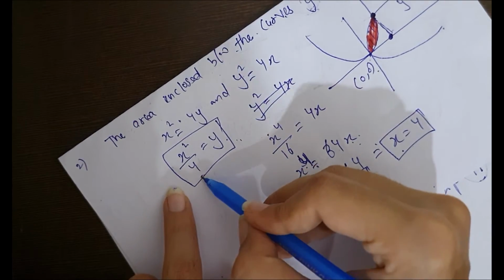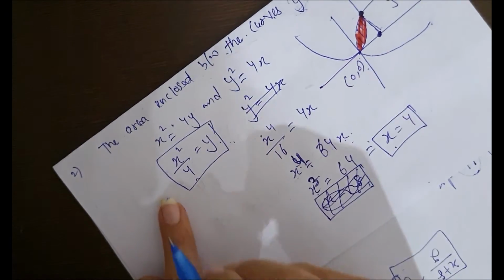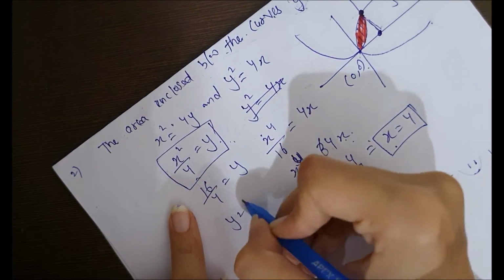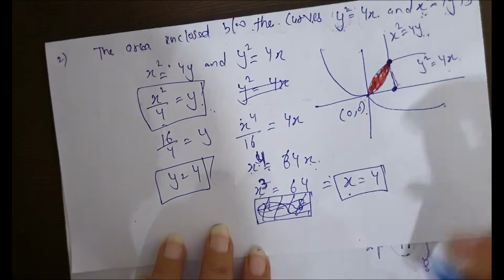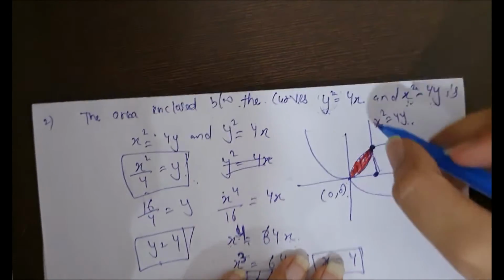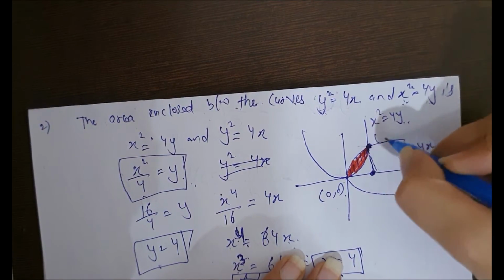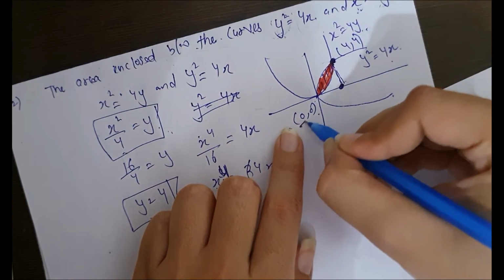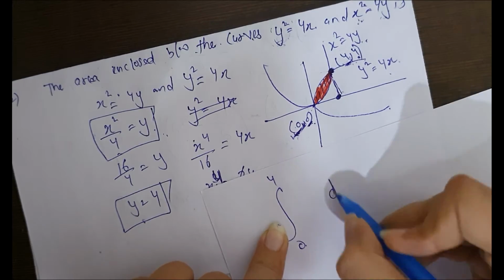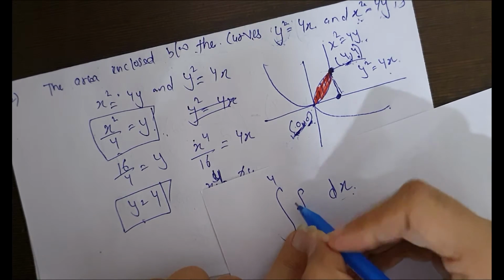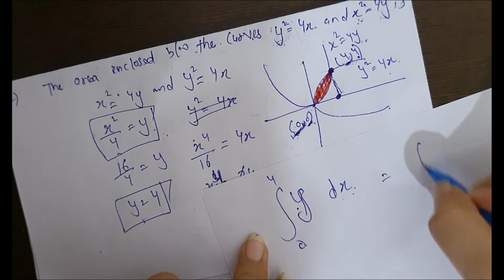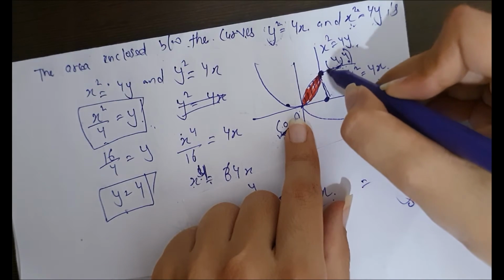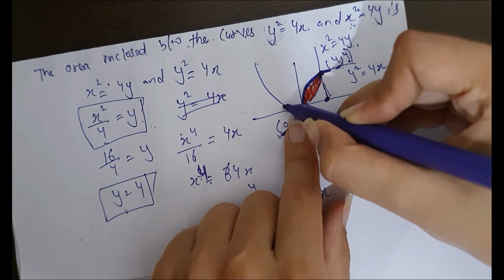Now we can get the value of y from this equation. The value of y comes out to be 4. So the x and y value comes out to be 4, 4. So the value of this point is 4, 4. So if we take the value of x from 0 to 4, we integrate with respect to x and put the value of y here. The value of y means the function of x here. So for that I have to subtract this equation from this equation.